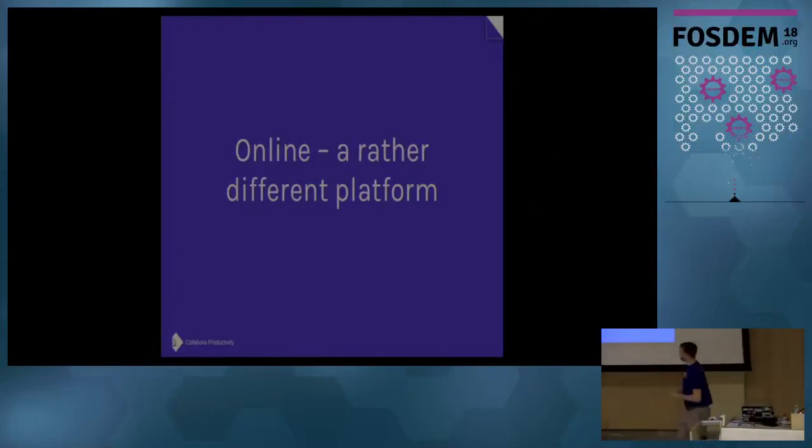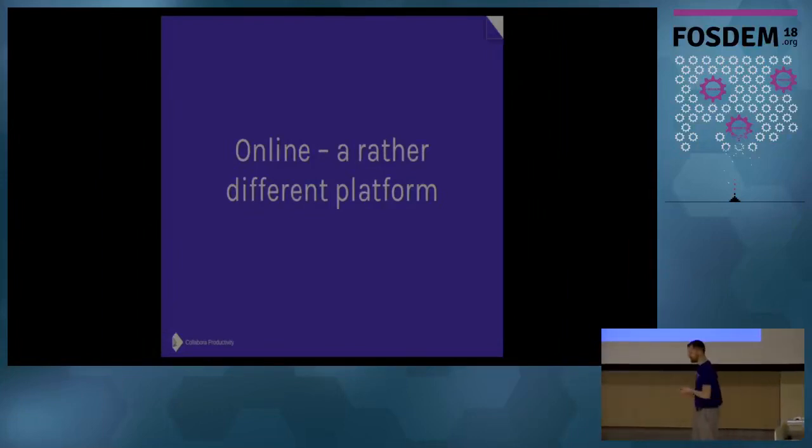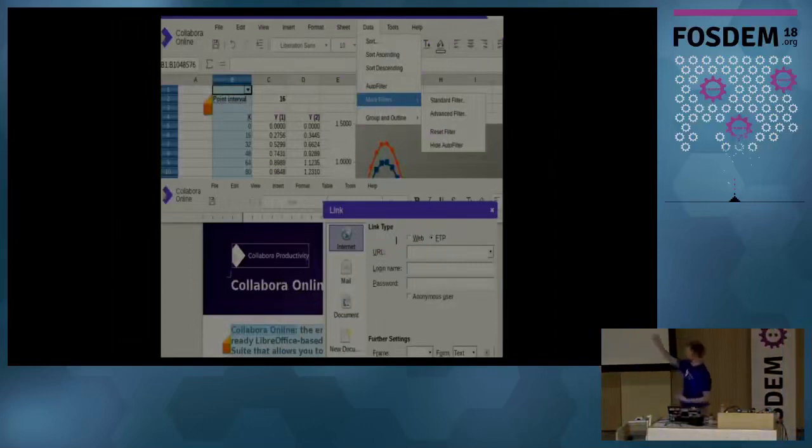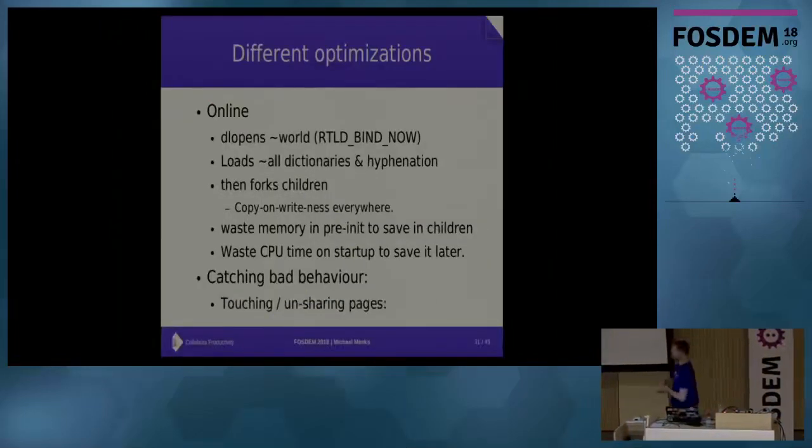What else? Okay, so online provides an entirely different platform. So the difference between having your software on client side, rendering to a single desktop, versus server side is quite noticeable in terms of how we structure our code and what we optimize for. And if you haven't seen it, LibreOffice Online, Collabora Online is just awesome. You should go and play with it and tell your friends. But the optimizations are completely different.